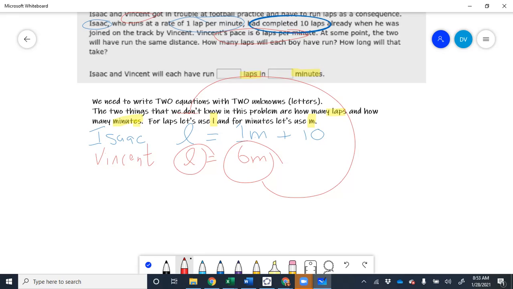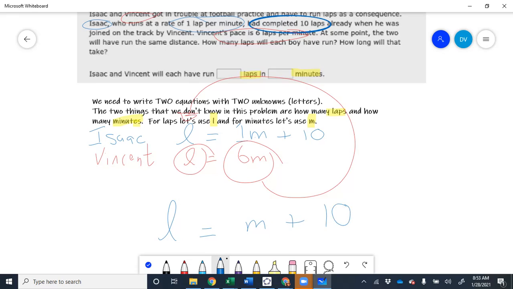I'm going to write that blue equation over again. But when I write it, after I write it, I'm going to erase the L and replace it with 6m. Let me do what I just said. I'm going to write that blue equation, L equals, I don't really need to write the 1 there. I'm just going to write m plus 10.